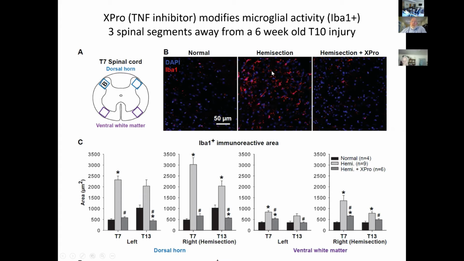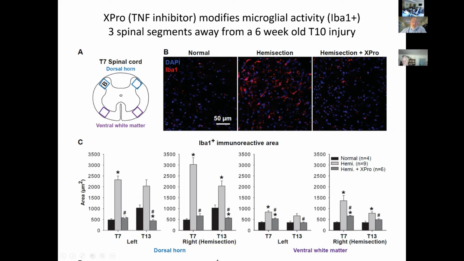So all this stuff with astrocytes and starting to set up the wound barrier is one thing. This is also 3 spinal segments away from the injury. So diffusely throughout the neuroaxis after spinal cord injury, there's persistent inflammation. Now, my colleague was working with a TNF inhibitor called XPro, and this modifies microglial activity. And if we do the hemisection and provide XPro every 3 days for the 6 weeks, then we see that there's no more microglial activation really than there was at baseline.